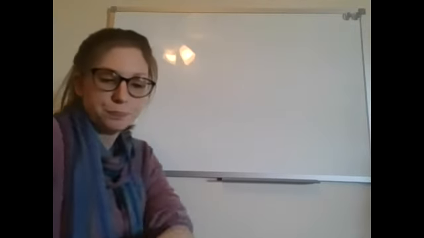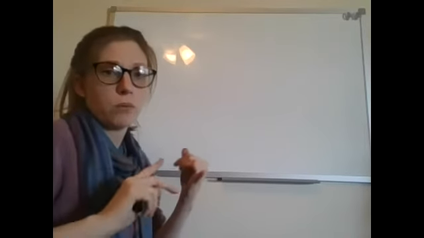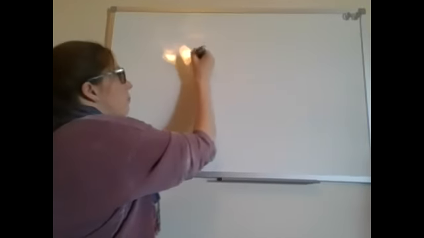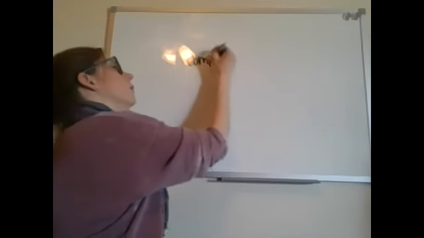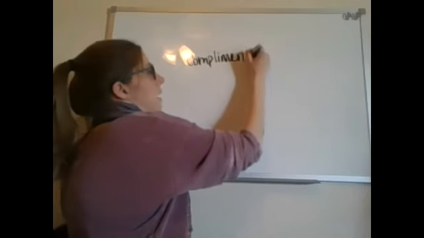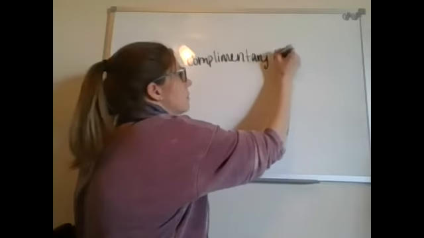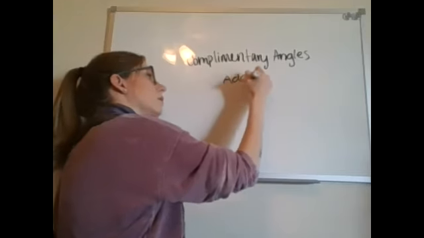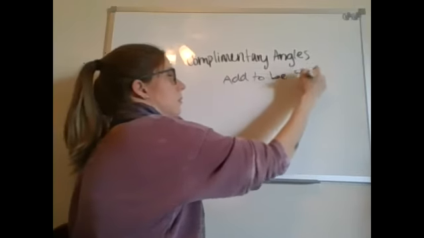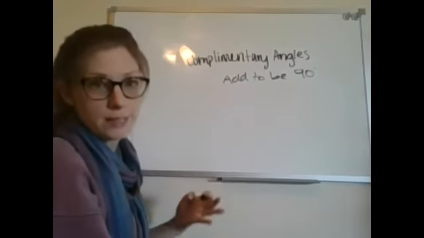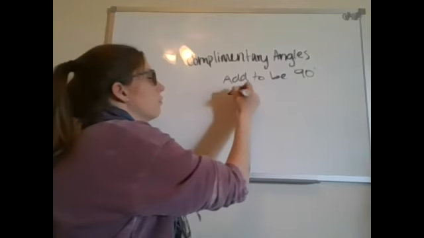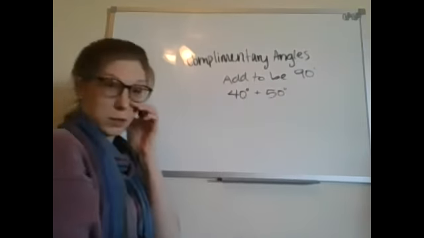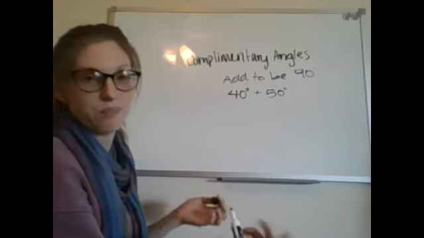All right. So we're going to talk real quick about complementary and supplementary angles. So complementary angles are 2 angles that add up to be 90 degrees. All right, so an example would be 40 degrees and 50 degrees. It's 40 plus 50, that's 90, okay?